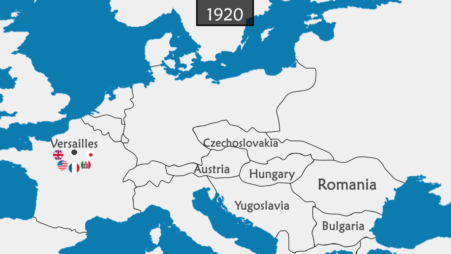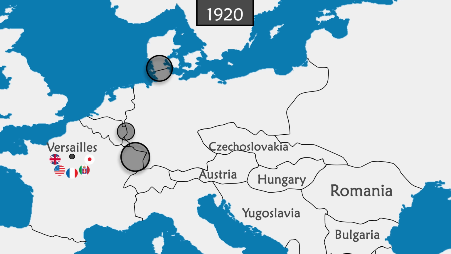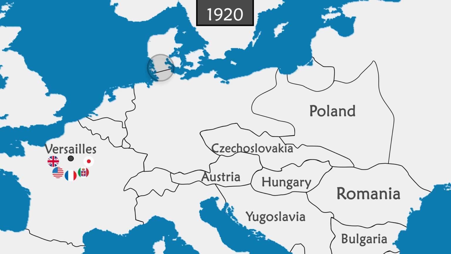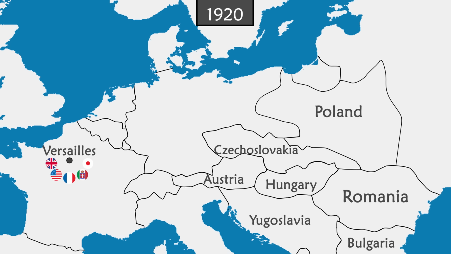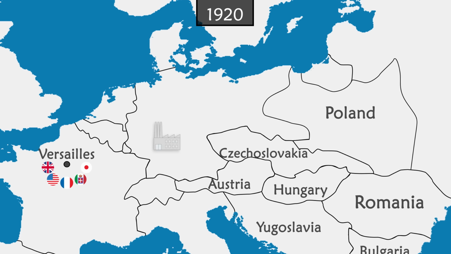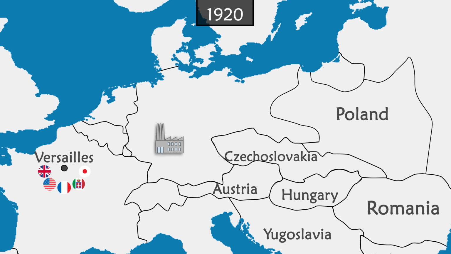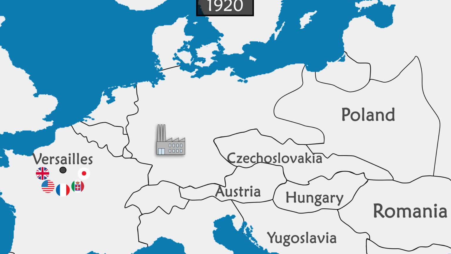The country cedes roughly 15% of its territory to France, Belgium, Denmark and Poland, which is recreated. The only consolation is Germany remains largely intact due to no fighting on its territory and its industry is still standing. The humiliation imposed upon Germany already leaves it with a desire for revenge.